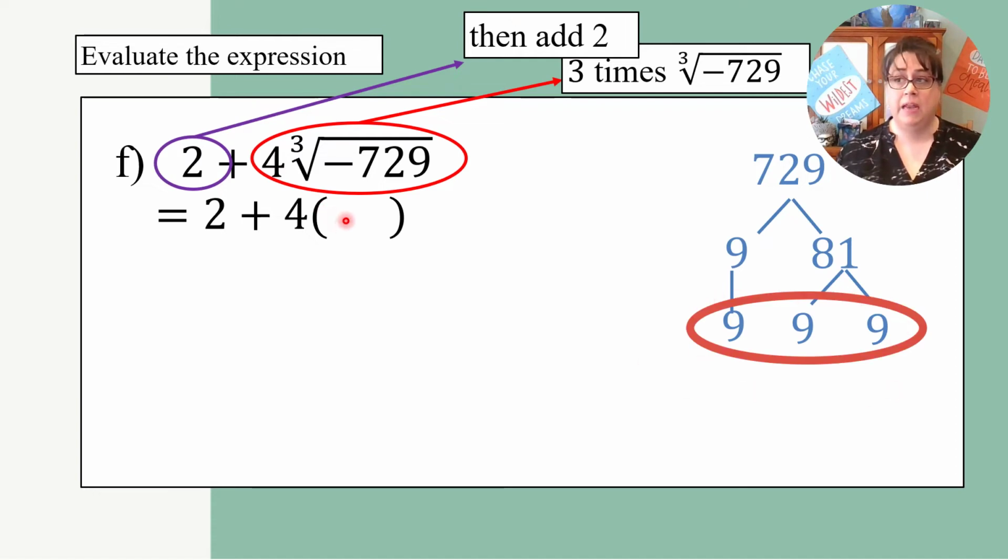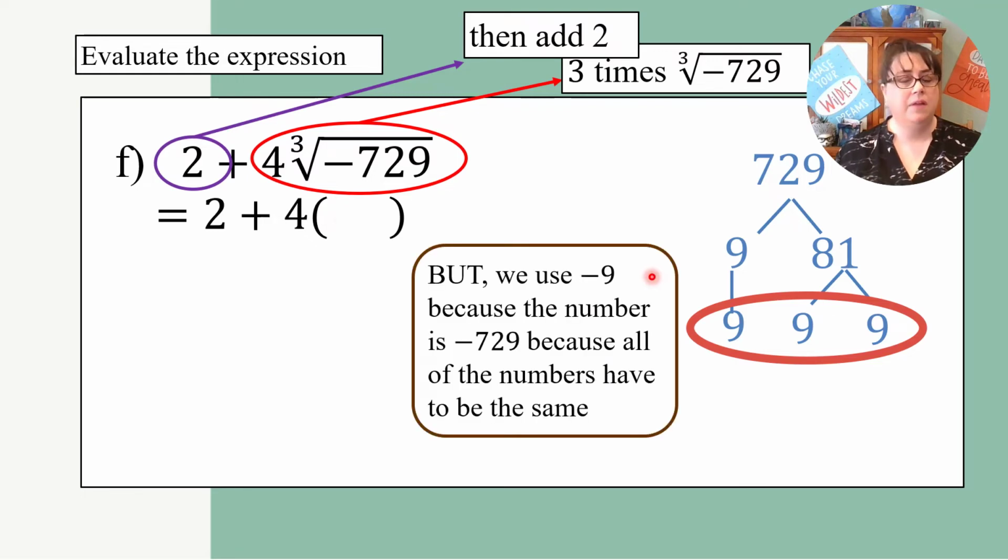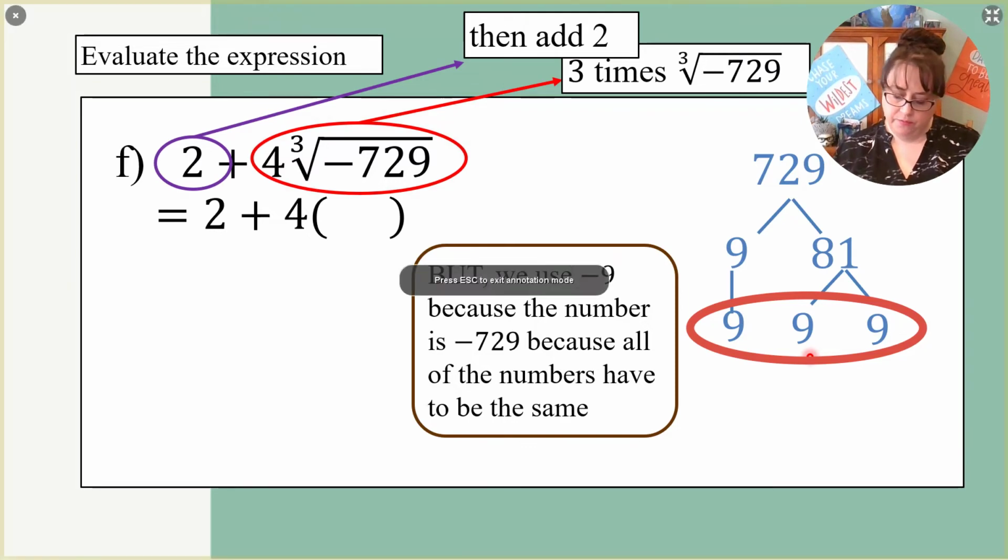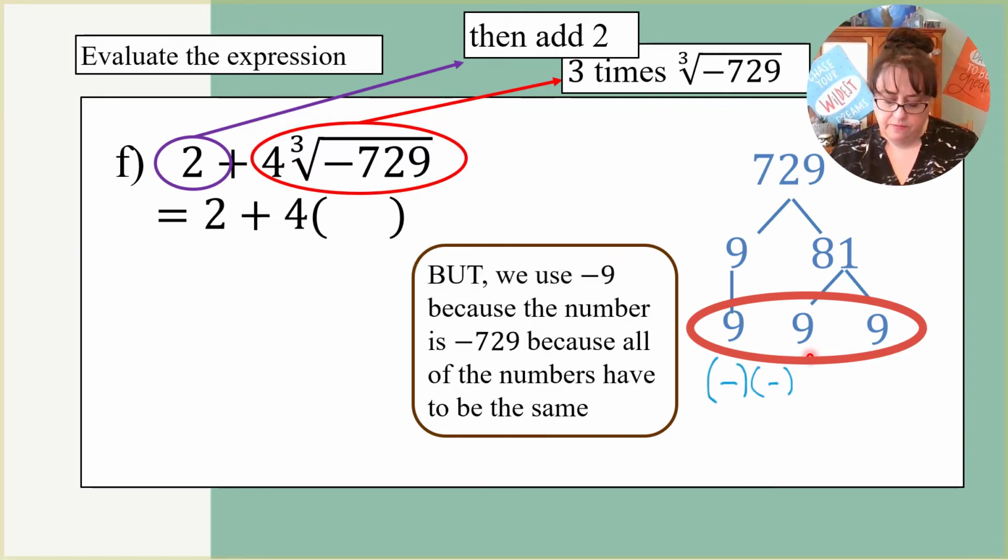So now I'm going to put 9 in for here. Well, not quite though. Because this is a negative, all the numbers have to be the same. So this has to be negative 9, because negative 9 times negative 9 times negative 9 does make negative 729. How do I know that? Because when I have a negative times a negative times a negative, the first 2 negatives become positive, and the second one becomes negative. And then a positive times a negative is negative.